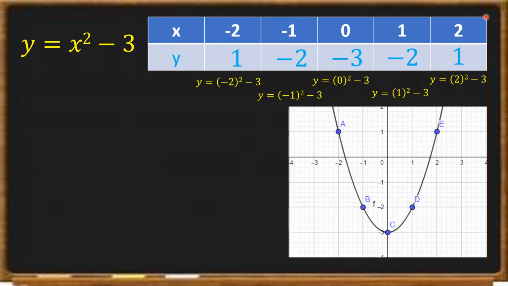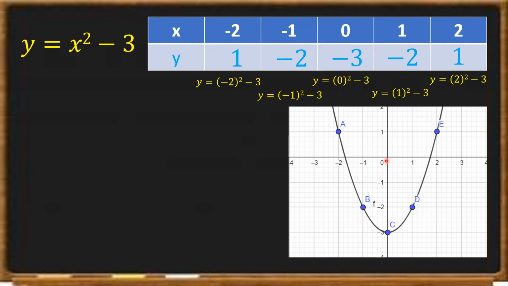So if you're going to graph that, this is now your graph. So this is your negative 2, 1, negative 1, negative 2, 0, negative 3, 1, negative 2, at 2, positive 1. Okay, yan po yung limang yan. Ngayon, ano mapapansin nyo? From the origin, ito yung origin natin. The intersection of x and y axis yan, yung origin, 0, 0.